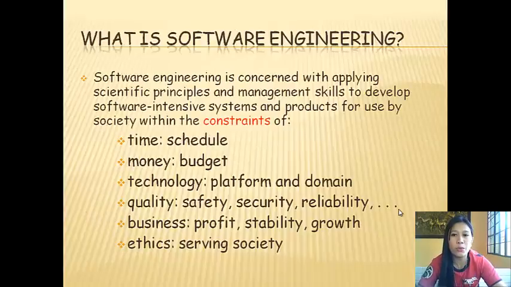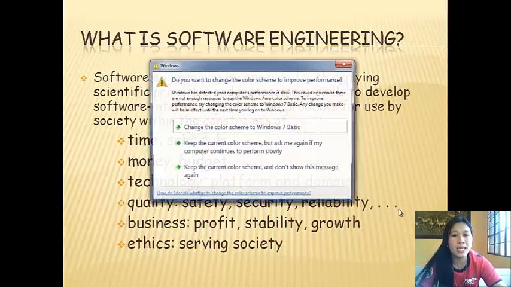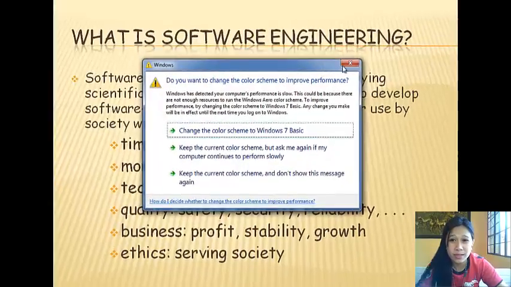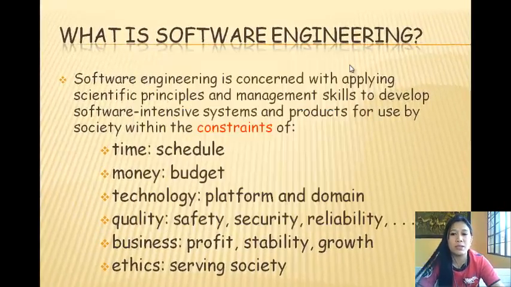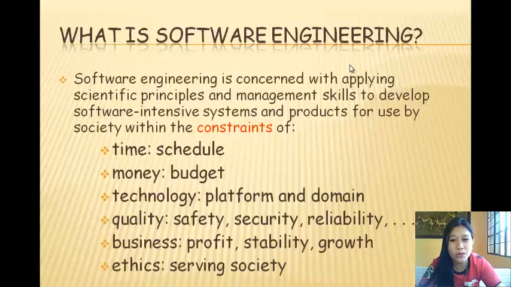What is software engineering? Software engineering is concerned with applying scientific principles and management skills to develop software-intensive systems and products for use by society within the constraints of time or schedule, money or budget, technology or platform and domain, quality or safety, security or reliability, and business or appropriate stability and growth, ethics, and serving society.